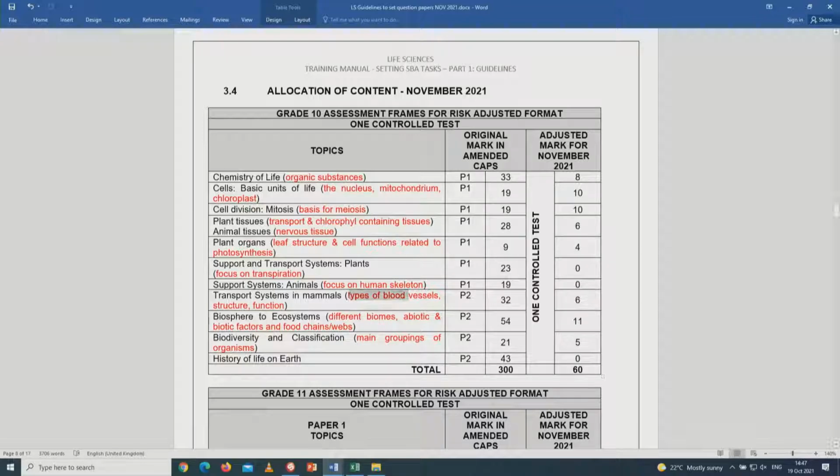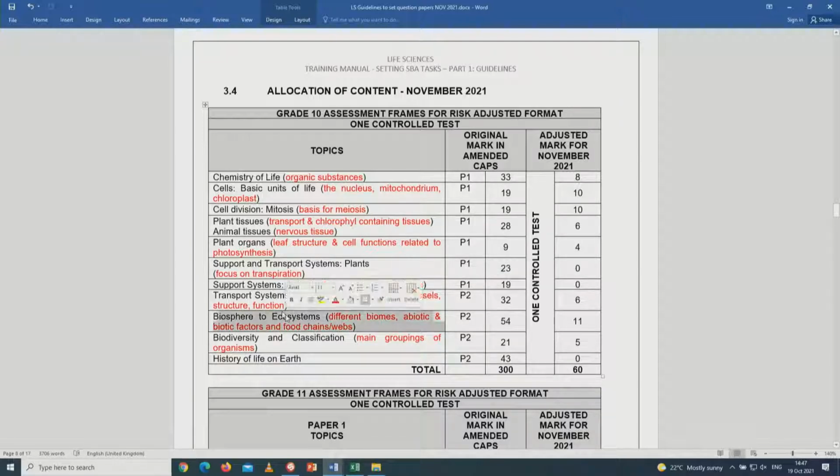But the types of blood vessels in thermoregulation in matric, for sure, they need to know the difference between a vein, an artery and a capillary, and how it looks, the structure of it, and the suitability to do its function.